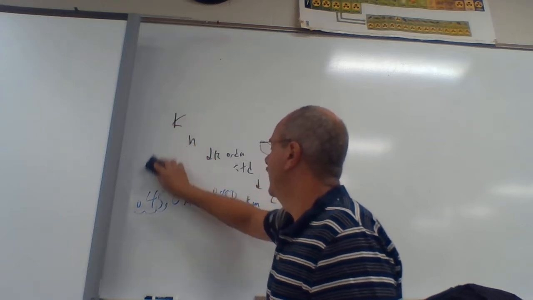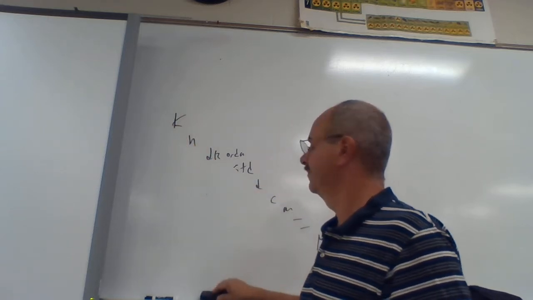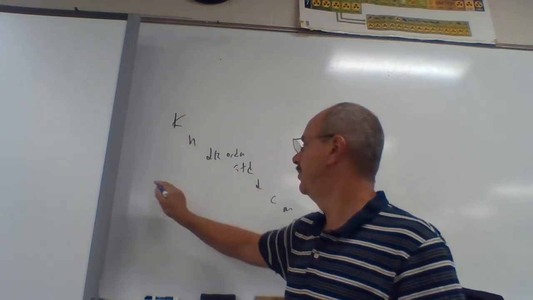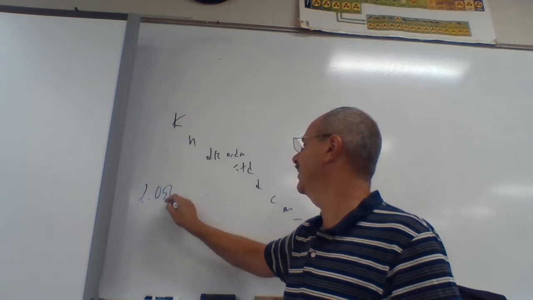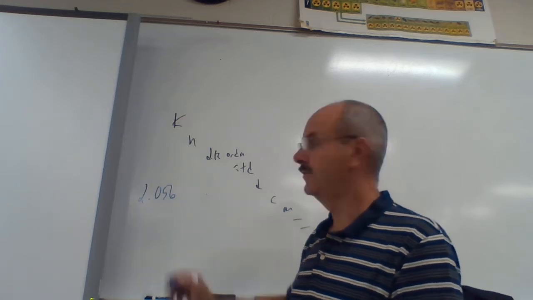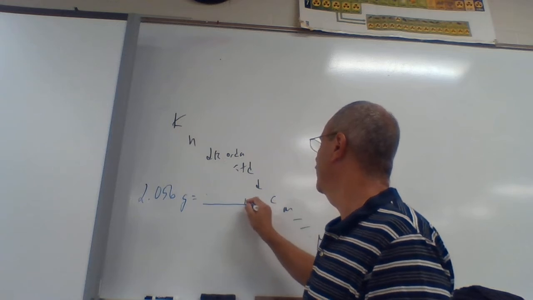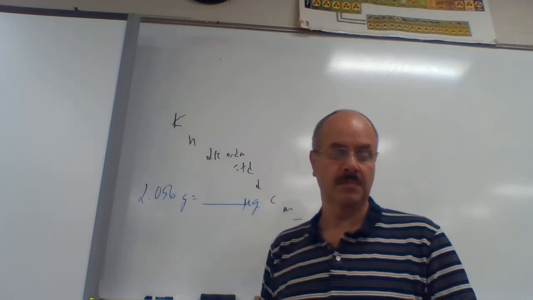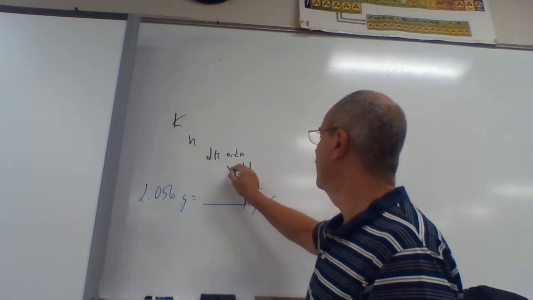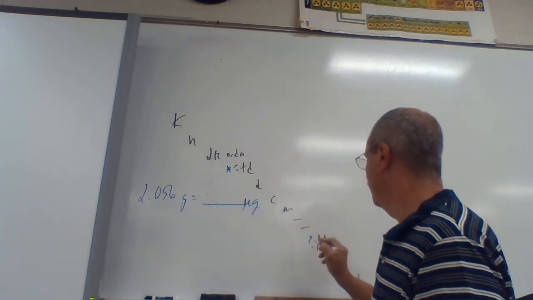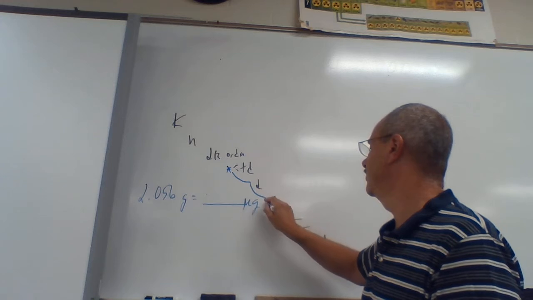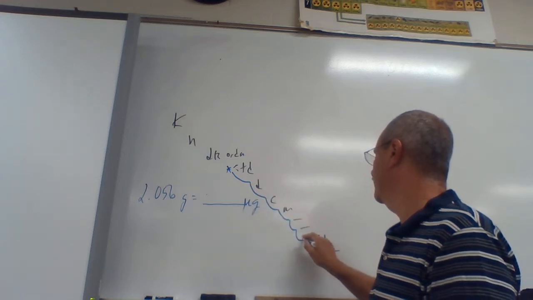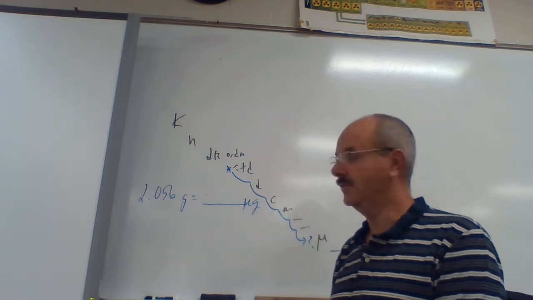All right, next guy. 2.056 grams equals blank micrograms. Remember that U is actually micrograms. All right, so we are starting at grams. That's right here. We're going all the way down here to micrograms. So that's 1, 2, 3, 4, 5, 6. Don't forget those blank spots. You got to count those.